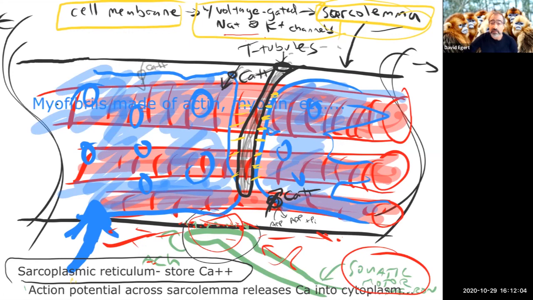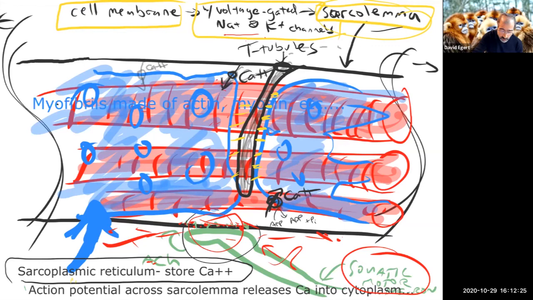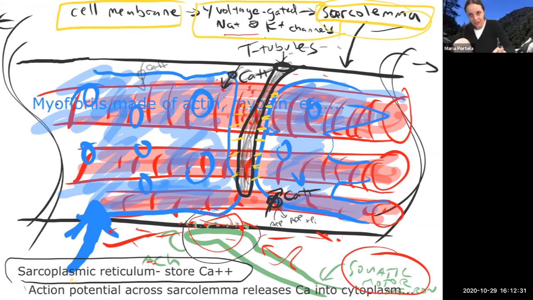Maria? One question, Professor. The calcium is released into the sarcoplasmic reticulum. No, it's stored in the sarcoplasmic reticulum. Okay. And it's released out. It's released out of the storage, the reservoir, into the spaces outside where it can interact with the myofibril. Okay, thank you so much. Sure.